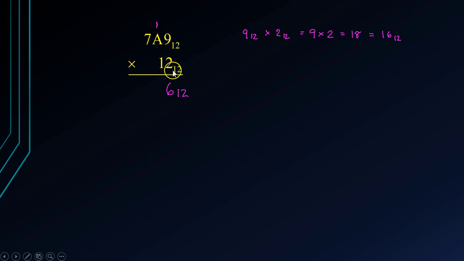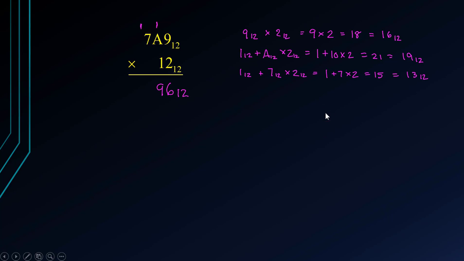So I'm going to have 1 plus A times 2 in base 12, which would correspond with 1 plus 10 times 2 in base 10. That's 21 in base 10, which corresponds to 19 in base 12. So I'd write the 9, carry the 1. 7 times 2 plus 1, all in base 12, would be the same thing in base 10. But 1 plus 7 times 2 equals 15 in base 10. 15 in base 10 is equal to 13 in base 12. So I'd put a 13 in there. I'm going to skip a space.